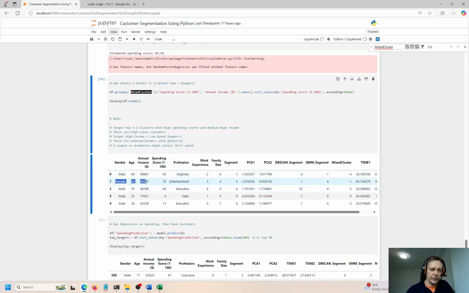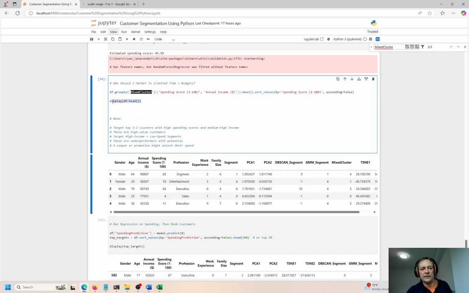Females aged about 29, making 50,000 a year. That's who we should target, okay? This is in descending order. Okay, sort by spend 1 to 100, ascending equals false. And if you want the top 5, this is the top 5. By default, the dot head gives you the top 5, right?